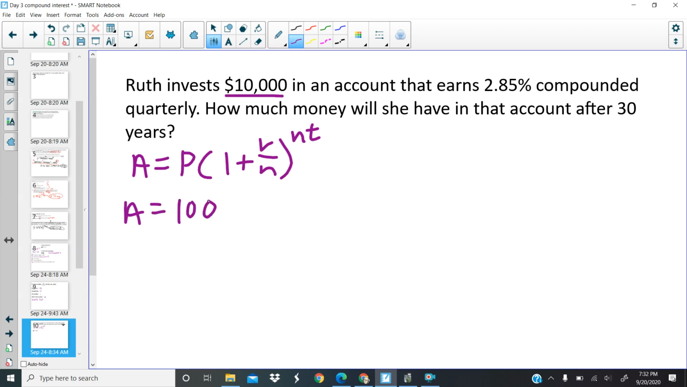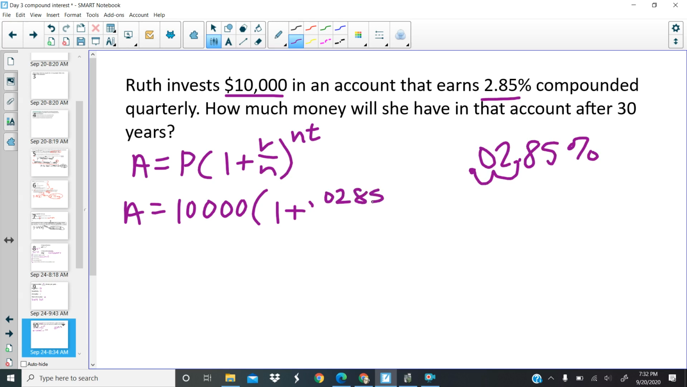So 10,000 times 1 plus R, so 2.85%. You have to change that to a decimal. So it's going to be 0.0285 divided by N. So the number of times compounded per year, it says quarterly, so you're going to put a 4 raised to the N again times T, which is after 30 years.